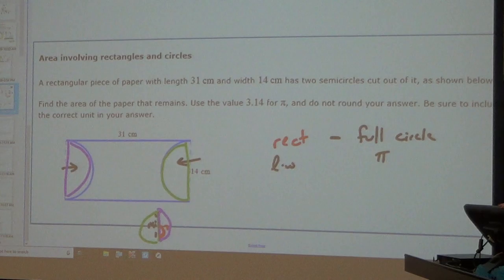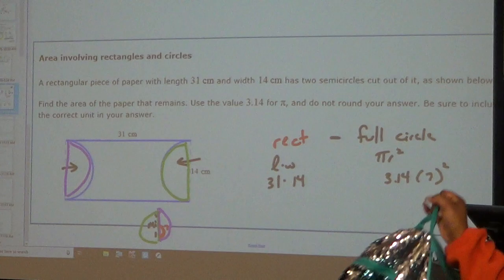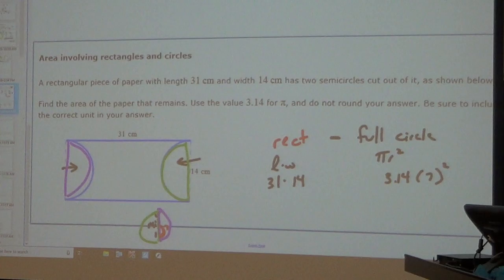So when I do length times width and when I do pi r squared, what is my length and width? 31 times who? Length and width of the rectangle? 14. Because you got to do the whole length and the whole width of the rectangle. But when I do the circle, it's going to be 3.14 times 7 squared. Do I have to half that? No, because I'm doing the whole circle. So I'll get this answer, I'll get this answer, and I'll subtract because it's sucking in.